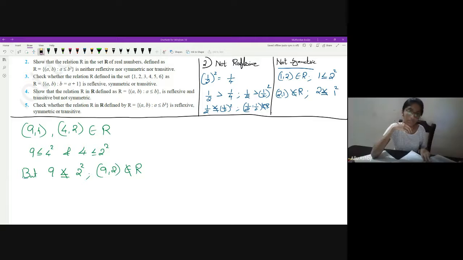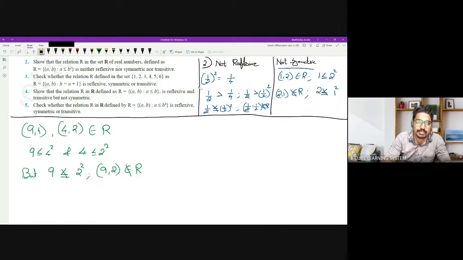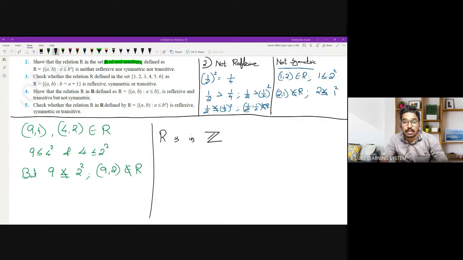Set of real numbers. That is what I'm asking. The relation is defined in the set of real numbers. Suppose instead of real numbers, the same relation R is defined in the set of integers. Will it be reflexive or not?